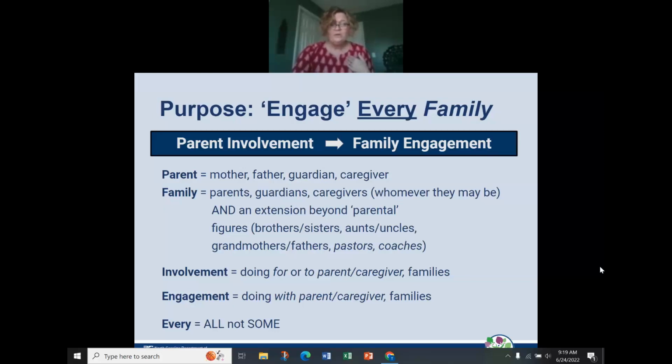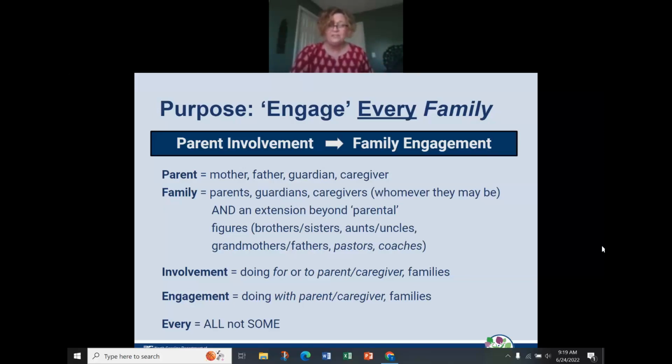Also, if we only focus on one or two or a few people in the lives of students, we're not using all the resources that are available to us to support the family. Family, however, includes parents, guardians, caregivers, but it also includes that extension beyond just those leadership roles. It could be brothers, sisters, aunts, uncles, grandparents, community members, people like pastors or coaches. And it's often those who have the stronger insights and more influence on our students. And that's what we're discovering in Harnett County when we get outside of the box of just the parents or caregivers.